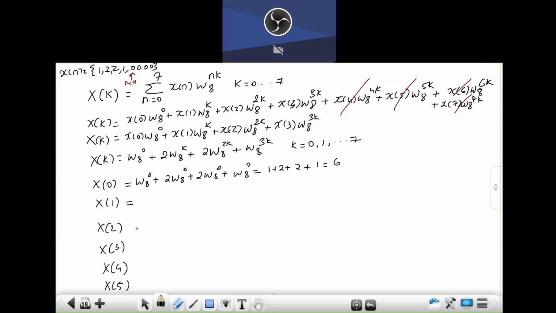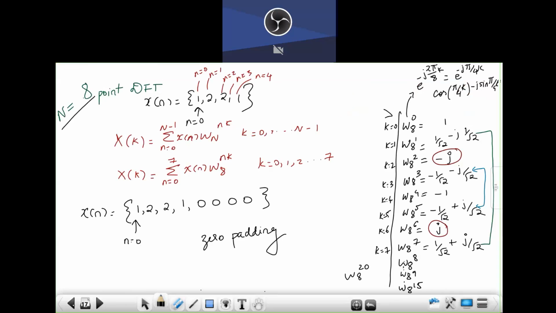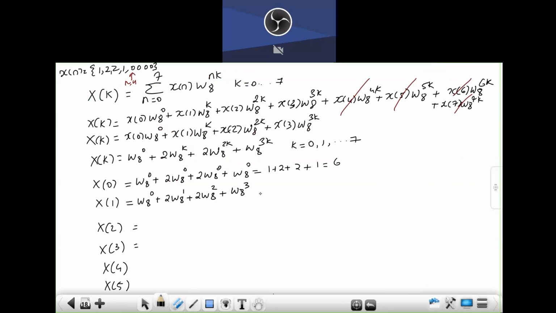You have to solve it. X of 1 is W8 power 0 plus 2 W8 power 1 plus 2 W8 power 2 plus W8 power 3. In the previous slide, you have the values for W8. You have written it, you have calculated it. Substitute these W8 values in this expression and tell me the answer.